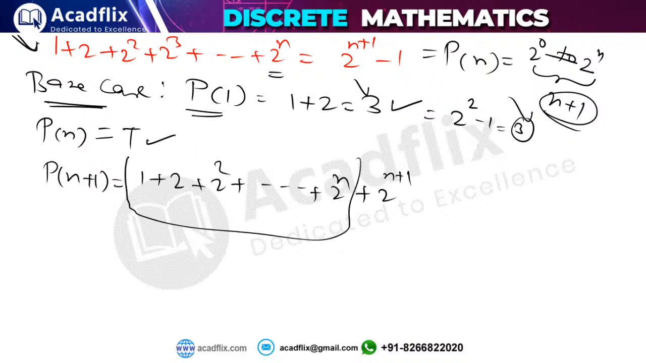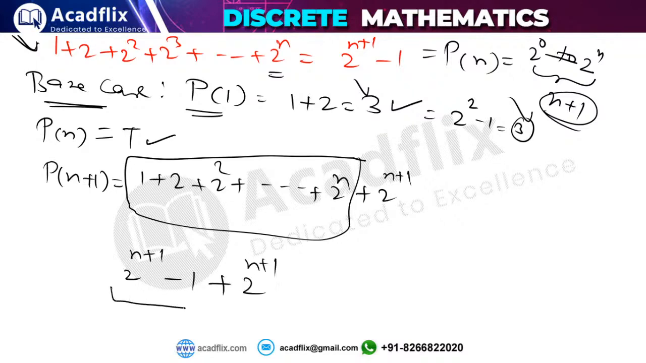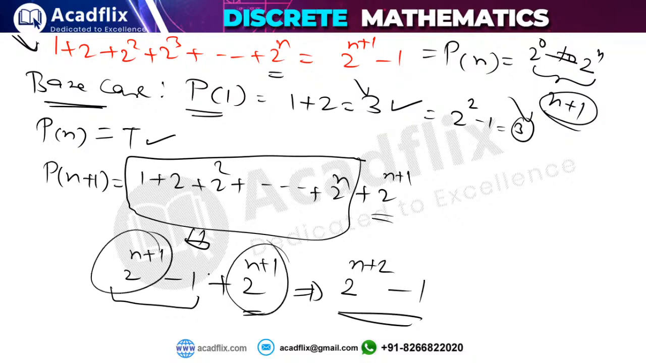This part you already have. This value is 2 power n plus 1 minus 1, plus 2 power n plus 1. From here what can you do? This is 2 power n plus 1 and 2 power n plus 1. You can just add them, and this is nothing but 2 power n plus 2 minus 1.